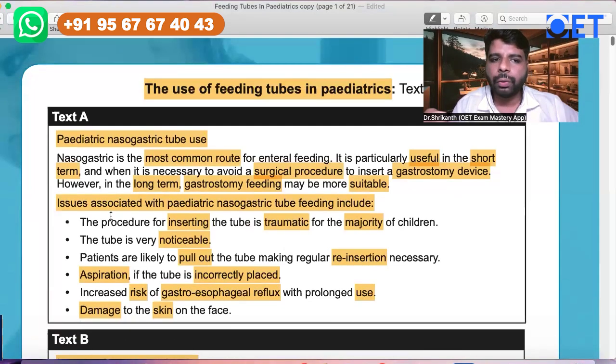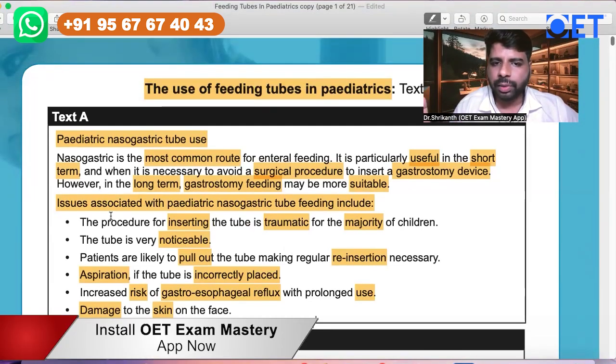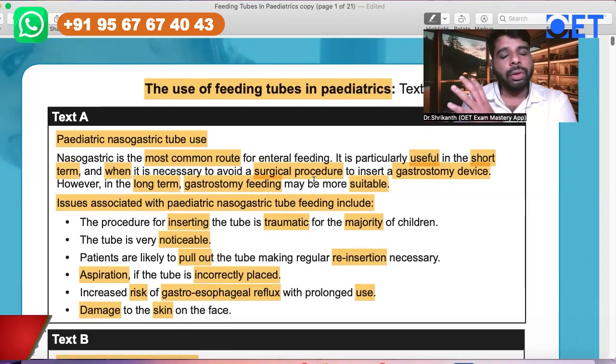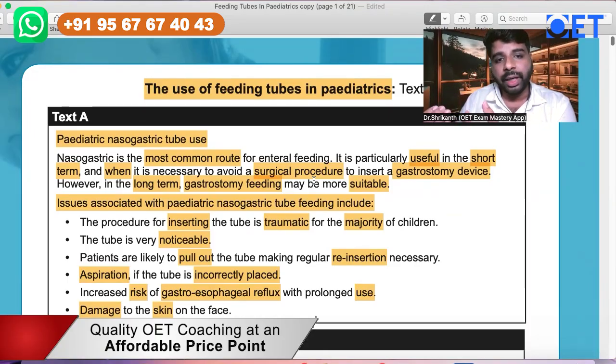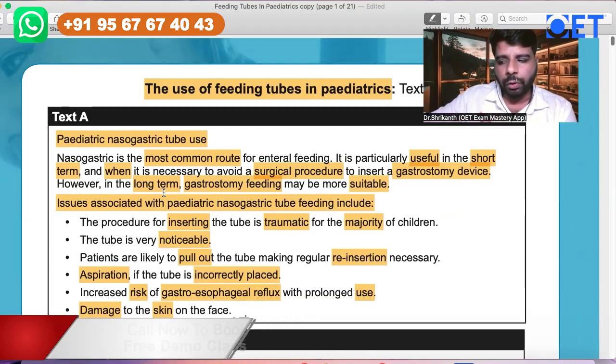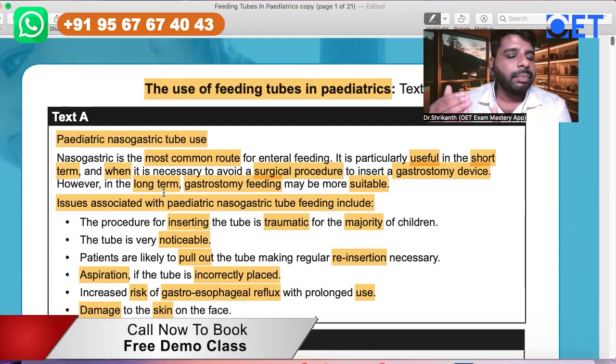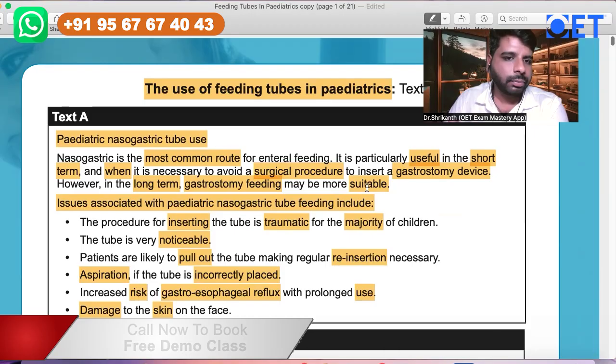That is, if we want to use it for just 1 or 2 days, NG tube is important. And also when it is necessary to avoid a surgical procedure, in those cases we can prefer NG tubes. But what is the question asking? A situation when NG feeding tubes are not appropriate. Here they're telling us, however, in the long term, if we want to feed the patient for 1 month, maybe 2 months, then something is more appropriate. What is that? Gastrostomy feeding, not NG tube feeding. So this is more suitable.